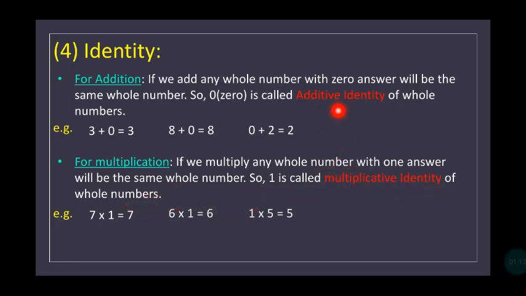What is the additive identity? 0. What is the multiplicative identity? 1. Identity means we get the same answer. See, if we add 0 to 3, we get 3 again; if we add 0 to 8, we get 8 again. That means identity. For additive it is 0 and for multiplicative it is 1, right? So you have to remember that.